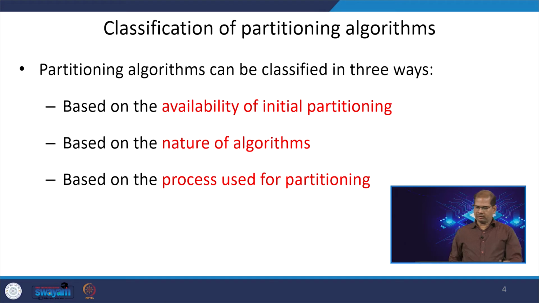So, partitioning algorithms are basically classified in three ways. They can be divided based on the availability of the initial partition. There is a set of algorithms used for finding the initial partition, and there is a set of algorithms based on the nature or type of the algorithm, and there are some algorithms based on the process used for the partitioning. So, there are three different types based on how they partition the overall design.